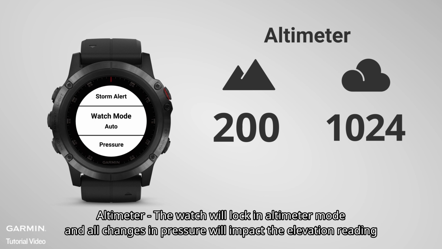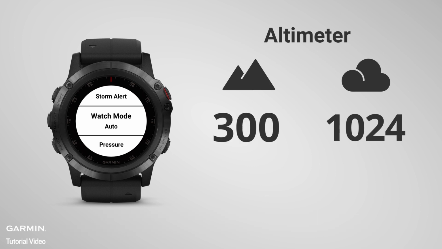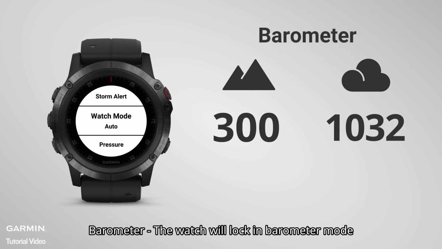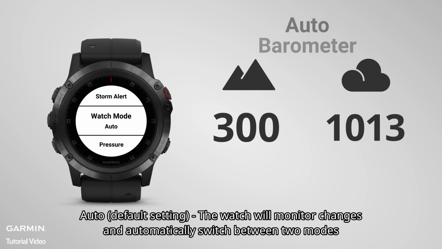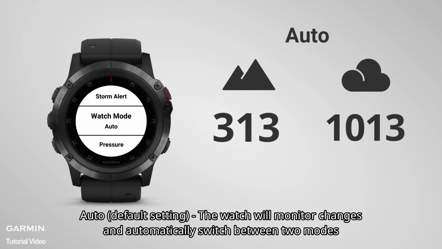Altimeter: the watch will lock in altimeter mode and all changes in pressure will impact the elevation reading. Barometer: the watch will lock in barometer mode and all changes in pressure will be considered due to weather and changes in ambient pressure. Auto: the watch will monitor changes and automatically switch between the two modes.